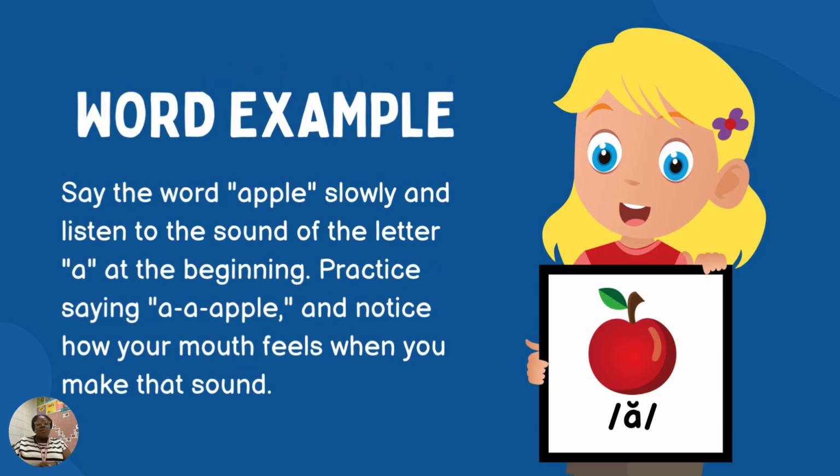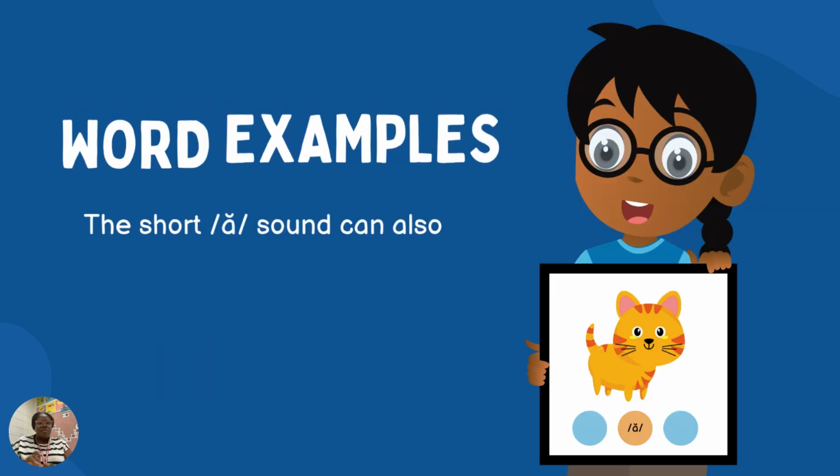Word example: say the word apple slowly and listen to the sound of the letter at the beginning of the word. Apple. Practice saying it. Apple. Notice how your mouth feels when you make that sound.